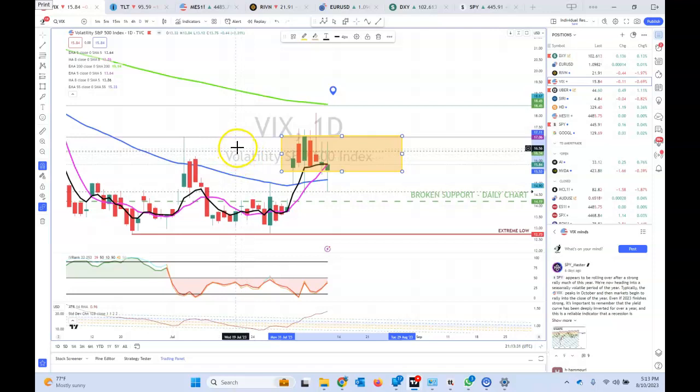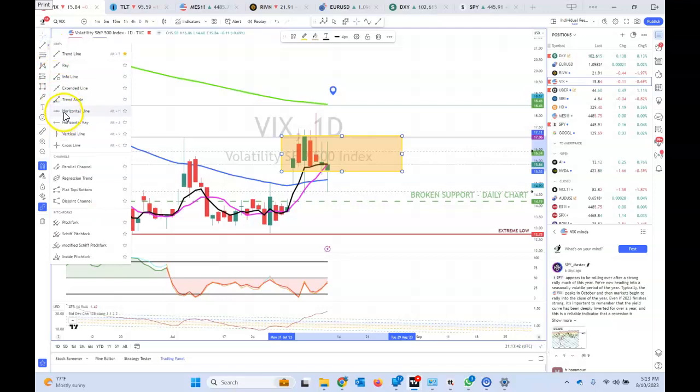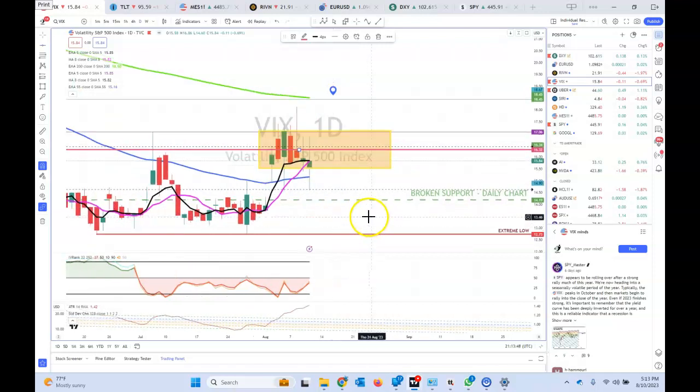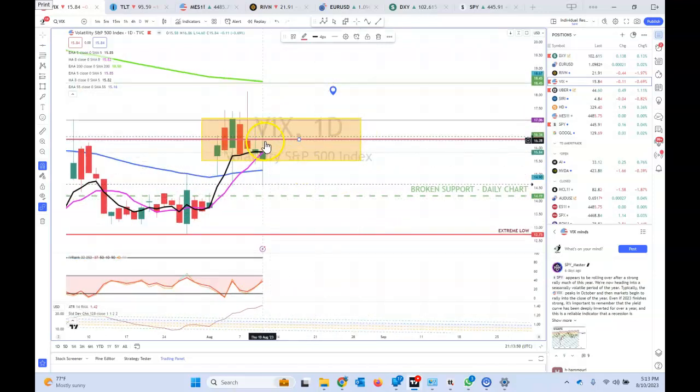Something else that we can do is say, okay, well, the middle of this range is 1630. So we can put a little line, 1630. Let's do that. All right, so this is the middle.